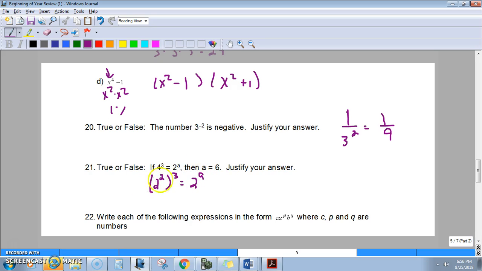If you remember from last year, we multiply the exponents. This is an a, not a 9. It looks kind of like a 9. This side would really be 2 to the 6th power, which means a must be equal to 6. Right on, right on.